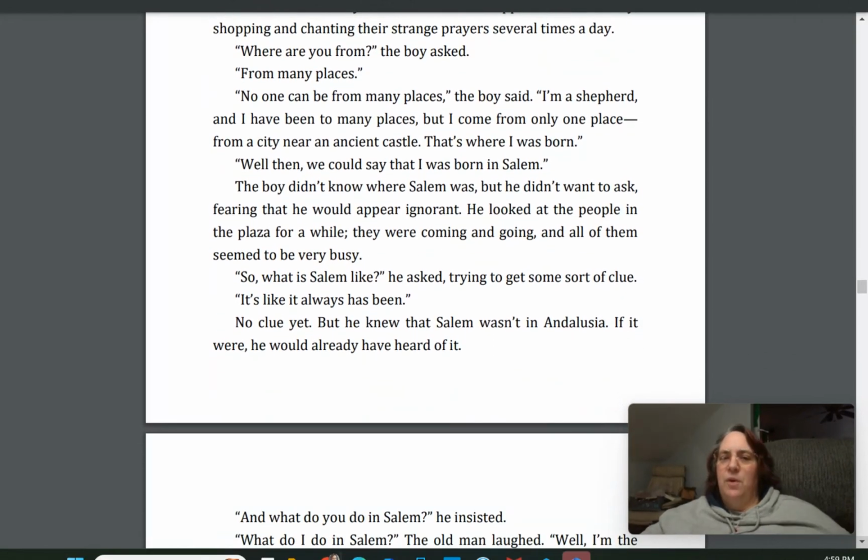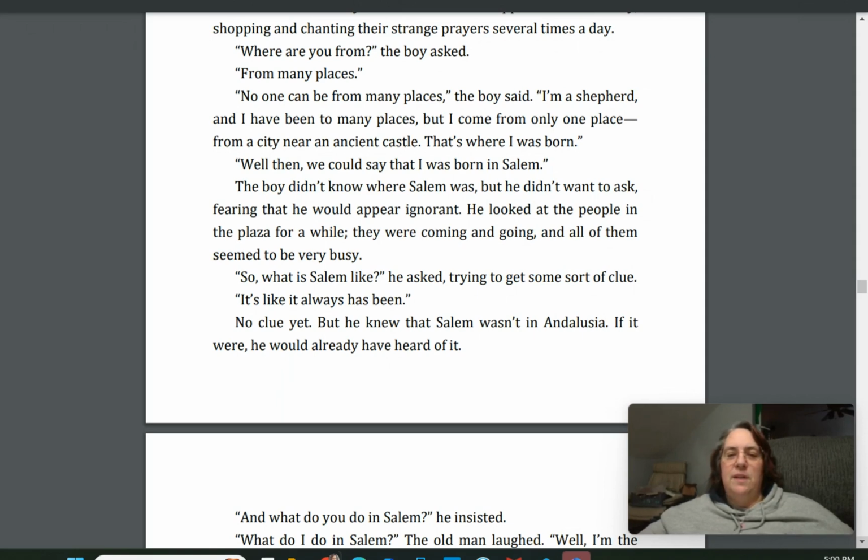Where are you from? The boy asked. From many places. No one can be from many places, the boy said. I'm a shepherd, and I have been to many places, but I come from only one place, from a city near the ancient castle. That's where I was born. Well, then, we could say that I was born in Salem. The boy didn't know where Salem was. He didn't want to ask, fearing that he would appear ignorant.